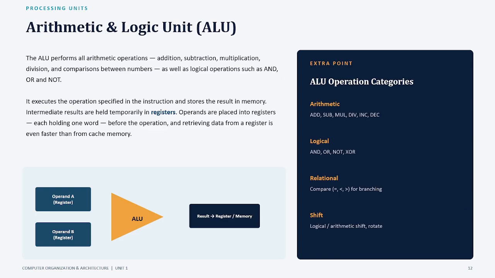And next we'll move to ALU. It performs all arithmetic operations such as addition, subtraction, multiplication, division, and comparison between numbers, as well as logical operations such as AND, OR, and NOT. It executes the operation specified in the instruction and stores the result in memory. Intermediate results are held temporarily in registers. Operands are placed into registers, each holding one word, before the operation, and retrieving data from a register is even faster than from cache memory.